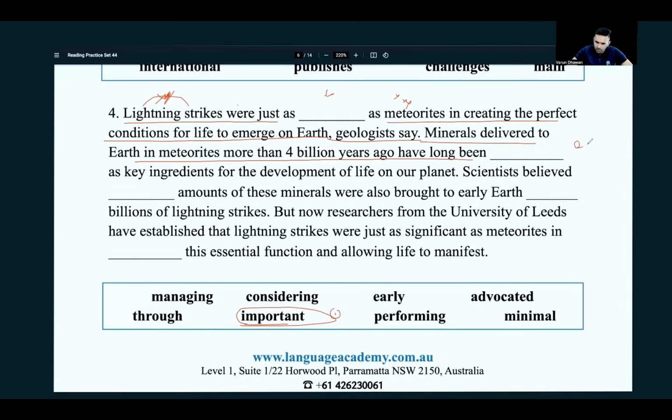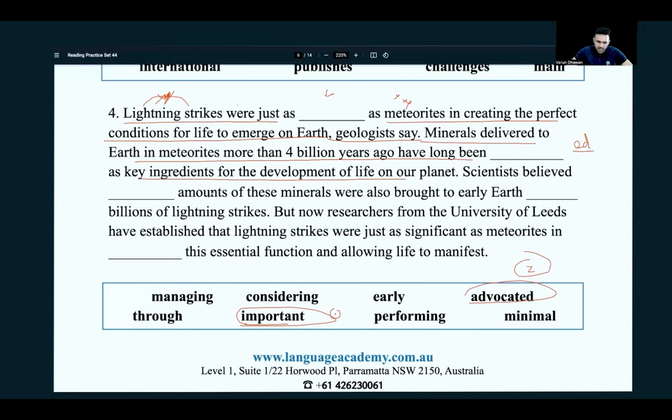have long been, we'll have a word ending with ED, as simple as that, have long been dash as key ingredients for the development of life on Earth. So the minerals delivered by meteoroids more than 4 billion years ago have been dash key ingredients for the development of life. How many words do we have ending with ED? Only one. Close your eyes. Put this over here.